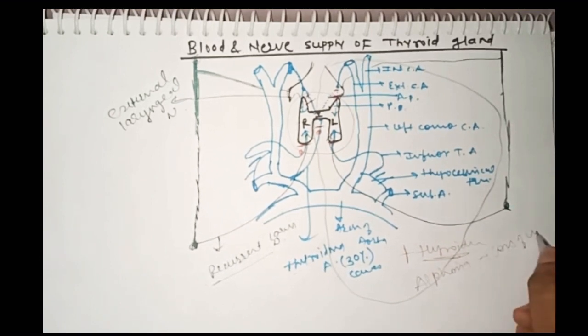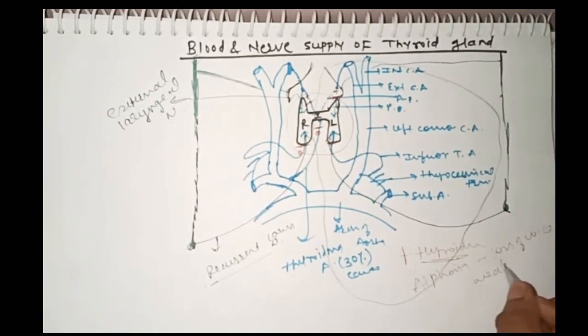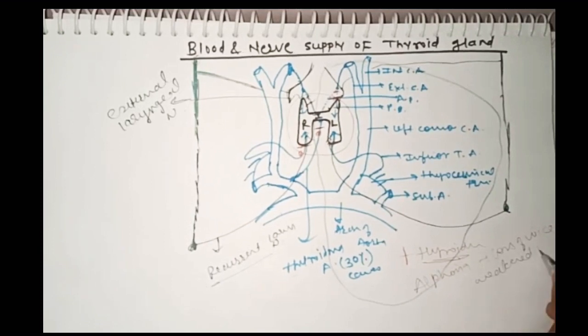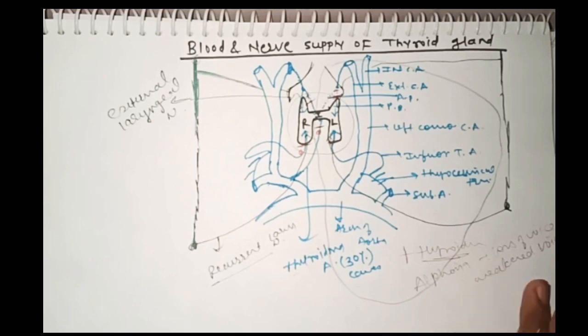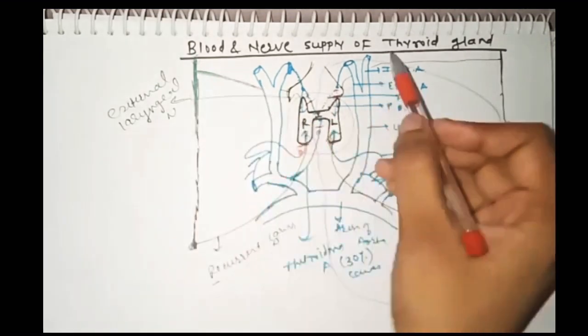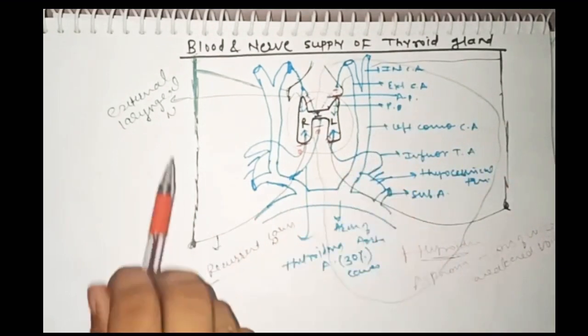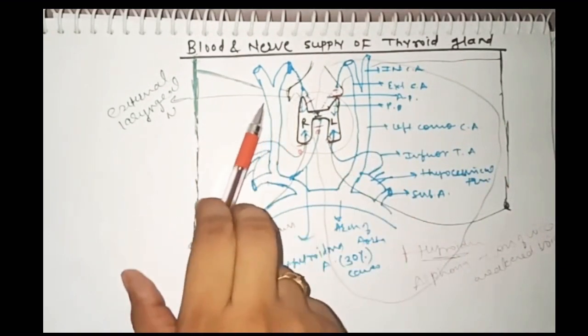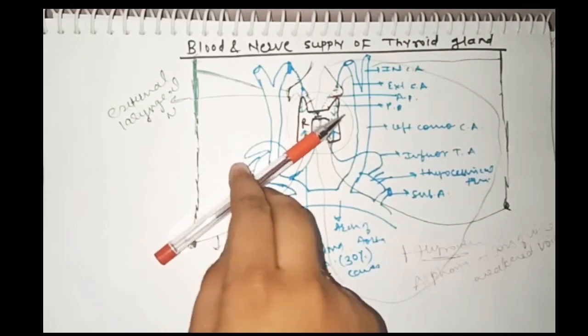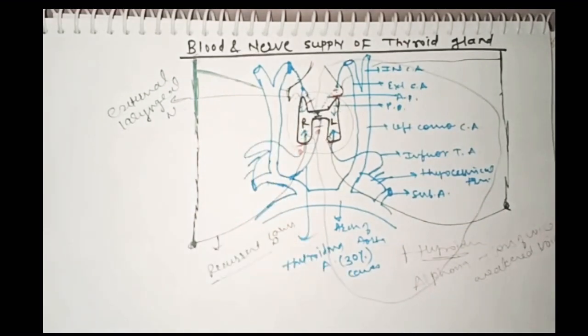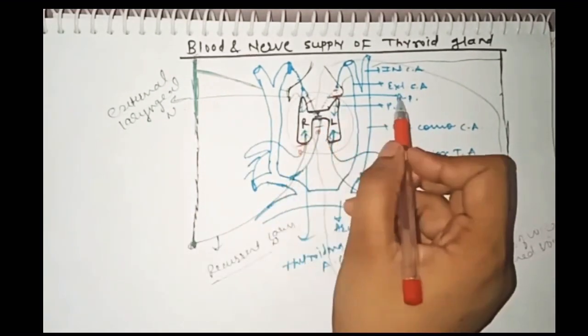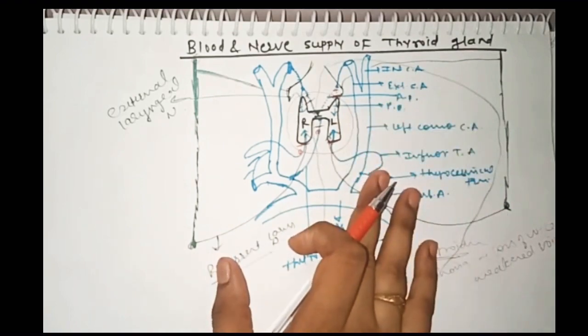The patient complains of loss of voice or a weakened voice, that is, hoarseness. So to avoid this complication, we should know exactly the nerve and blood supply of the thyroid gland, because there are many nerves which are related to and very near to that artery. So this is the main importance of this topic.